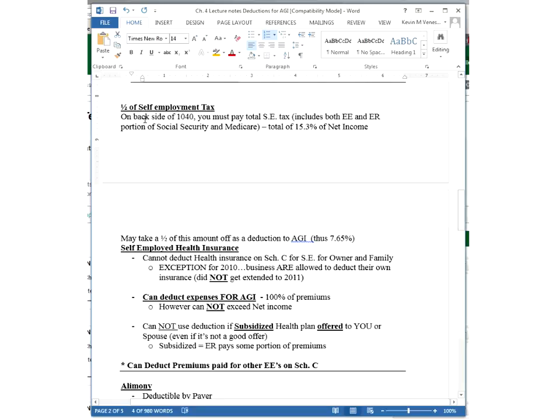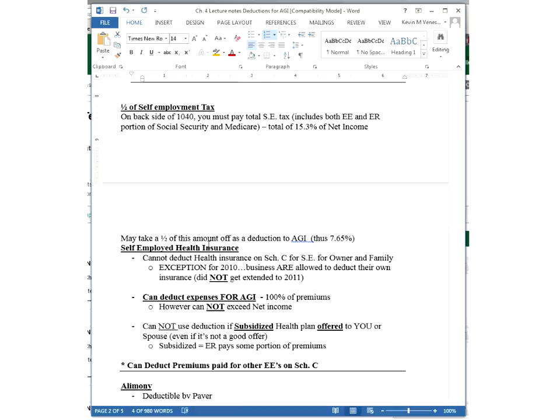Okay, we're going to talk about this half of self-employment tax when we get to the business section, which is after the spring break, halfway through the semester. But what this basically is, if you have your own business, you not only have to pay the self-employment tax, which includes the Social Security and Medicare. Everybody has to pay that when you're an employee. But if you own your own business, not only are you the employee, but you're the employer, so you have to pay both sections.